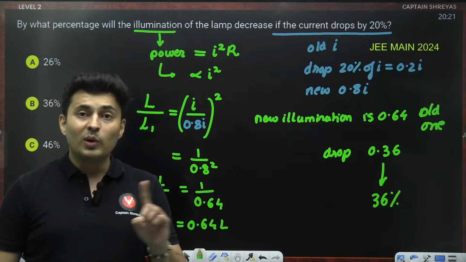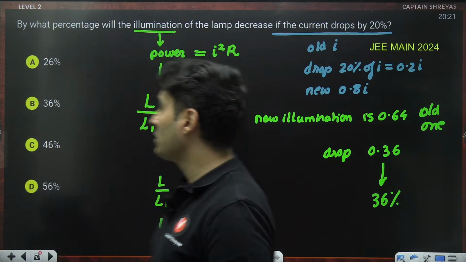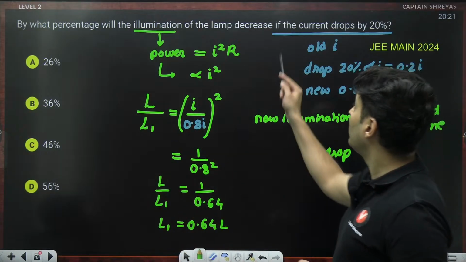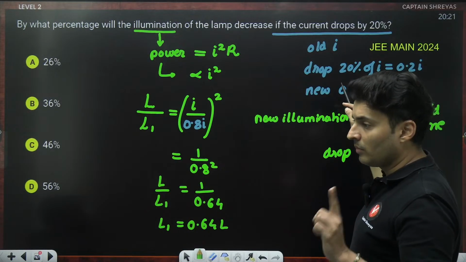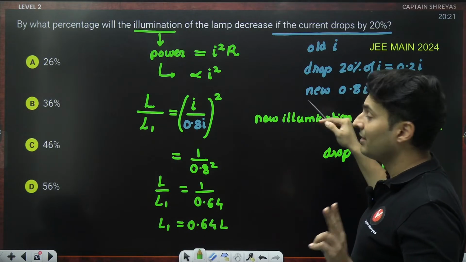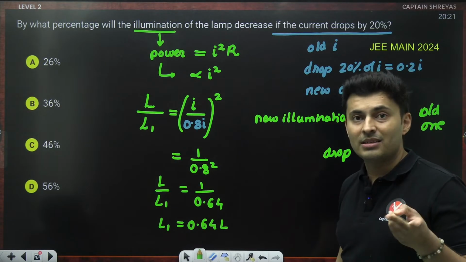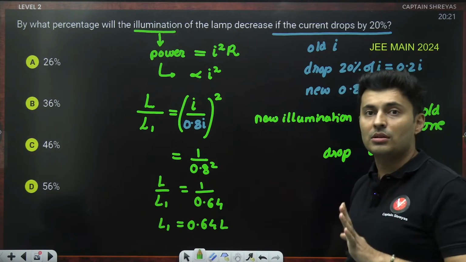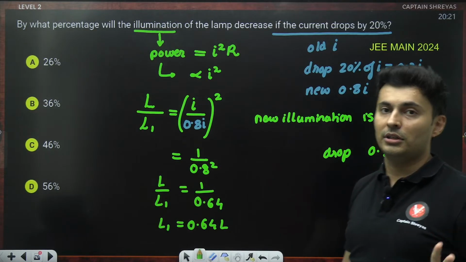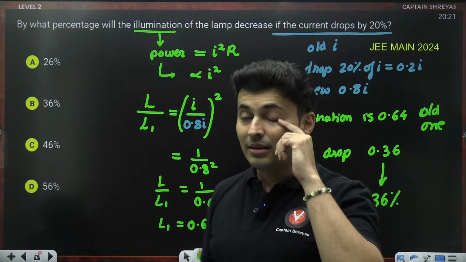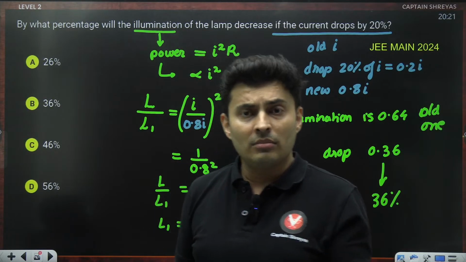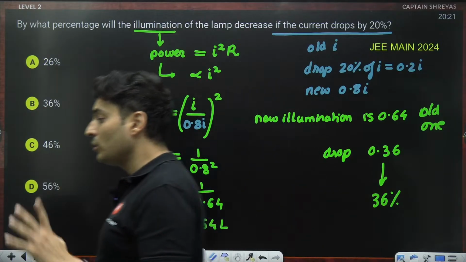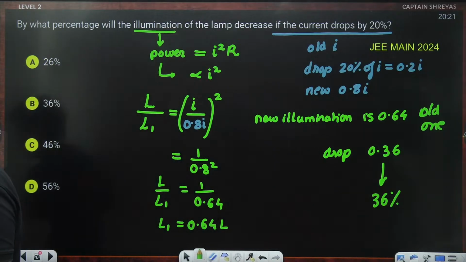Do not use voltage into current because, over here, the question is about current being dropped. Number one. Number two, you do not know whether the voltage will remain same or not. But I'm 100% sure resistance of a bulb will not change. So that is why better to use I squared R, because voltage may change because the current has changed. So do not use voltage into current.